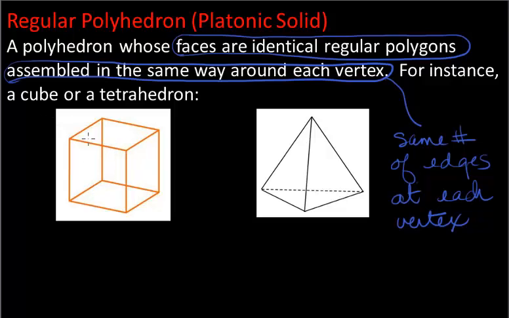We see that we have identical square faces, the first part of the definition, and the second part, we have 3 edges coming in to each of the 8 vertices of this regular polyhedron. Therefore, it is regular. For the tetrahedron, we see that we have 4 triangular faces. They are all identical equilateral triangles, and at each vertex, there are 3 edges coming into it. So these both are regular polyhedrons.